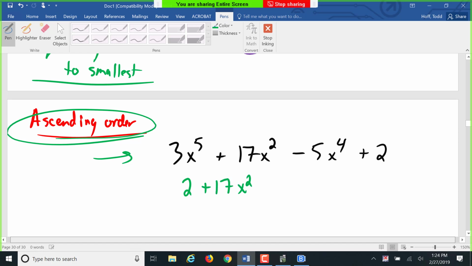17x squared. Plus 17x squared. Good. And then? Minus 5x to the 4th. Yeah, I know what you meant. And then? Plus 3x to the 5th. Very good.